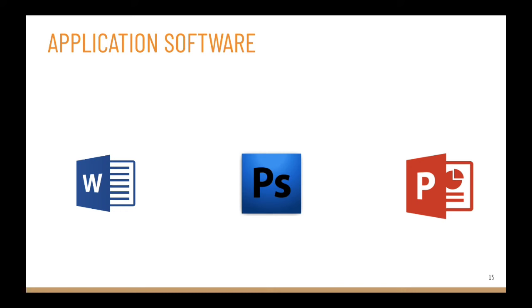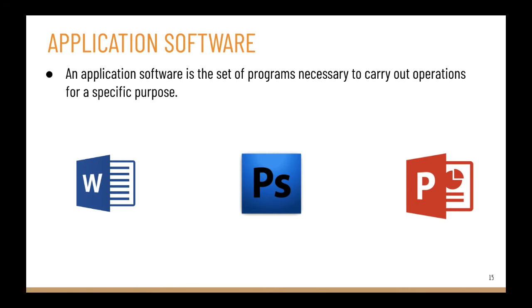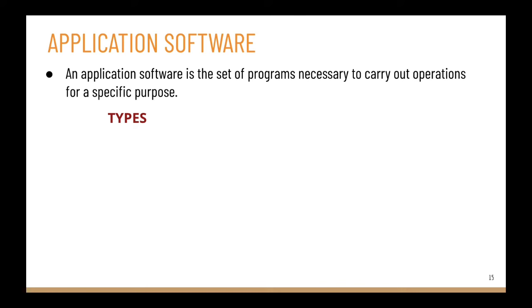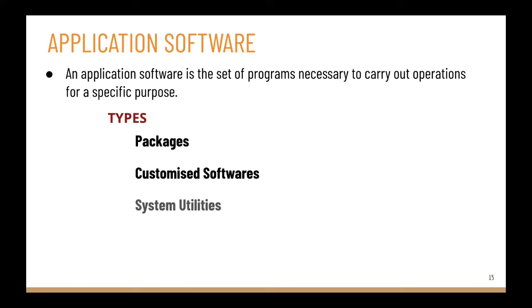So what are these? Typing a letter, editing photos, or making a presentation, these are some specific jobs. So what is an application software? An application software is the set of programs necessary to carry out operations for a specific purpose. If we require a software for a specific purpose, then that is known as application software. Application softwares can be classified into different types like packages, customized softwares, system utilities, and developer tools.